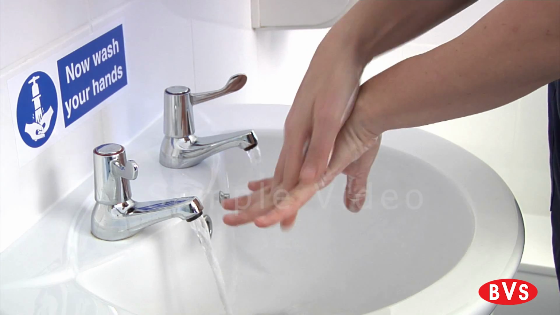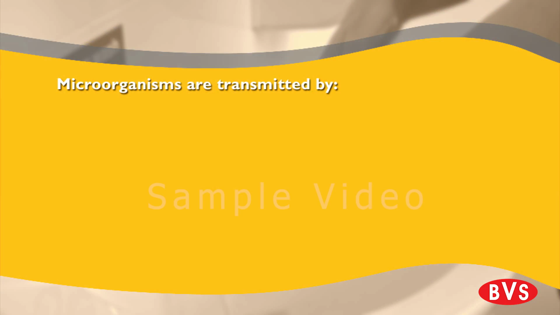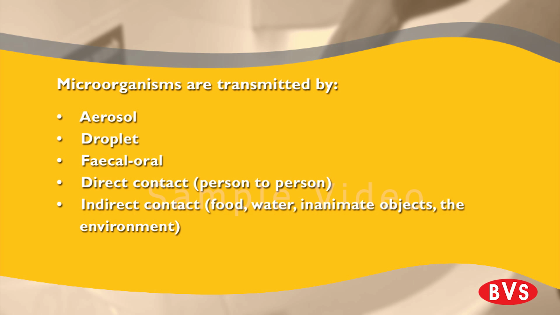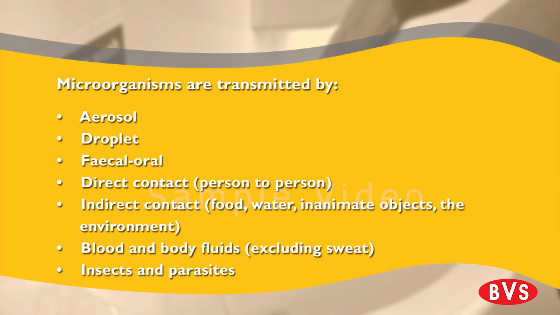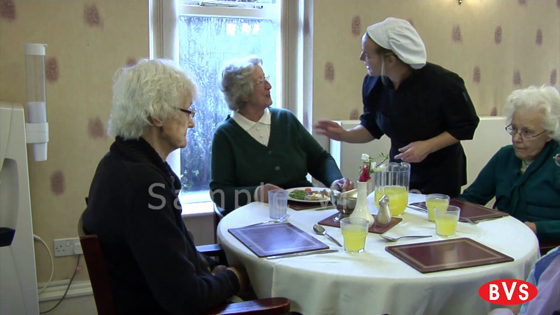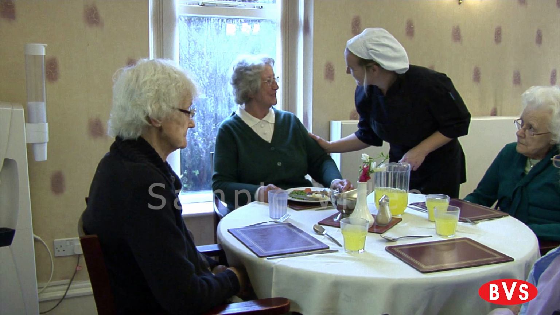Microorganisms are transmitted by aerosol, droplet, faecal-oral, direct contact, person to person, indirect contact, food, water, inanimate objects, the environment, blood and body fluids (excluding sweat), insects and parasites. Finally, the chain of infection is complete when you consider who is susceptible and at risk of acquiring an infection.